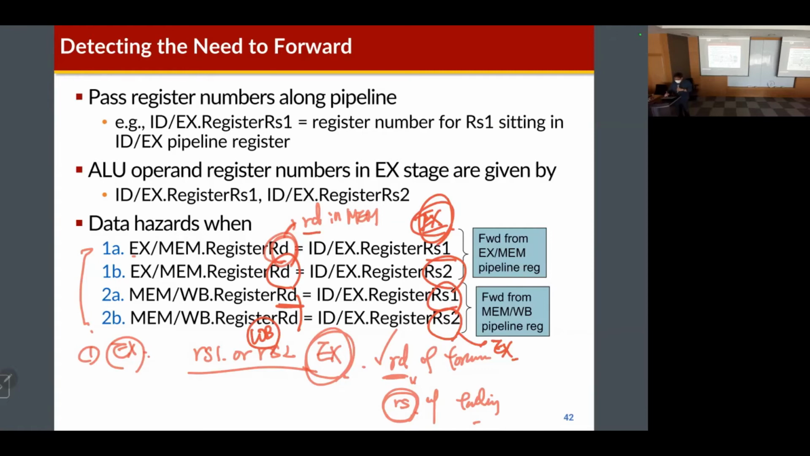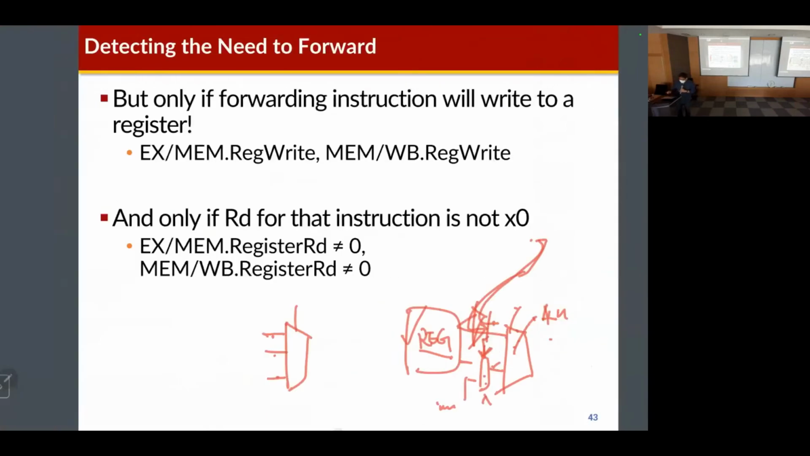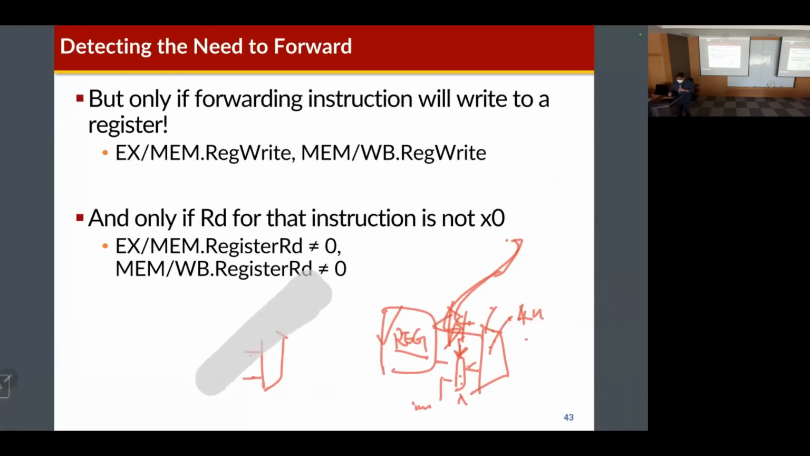In this case, we need to forward RD to the input of the ALU, which means that the result in the memory stage is forwarded to the ALU. This is case number 1. And then for case number 2, we need to forward the RD of the write back stage to the input of the ALU. Understand? So this is the forwarding case, and it's simple. Okay, but we need to check the corner cases.